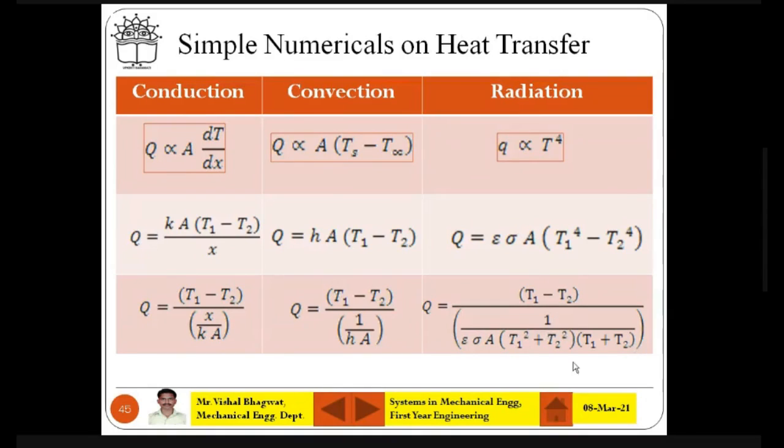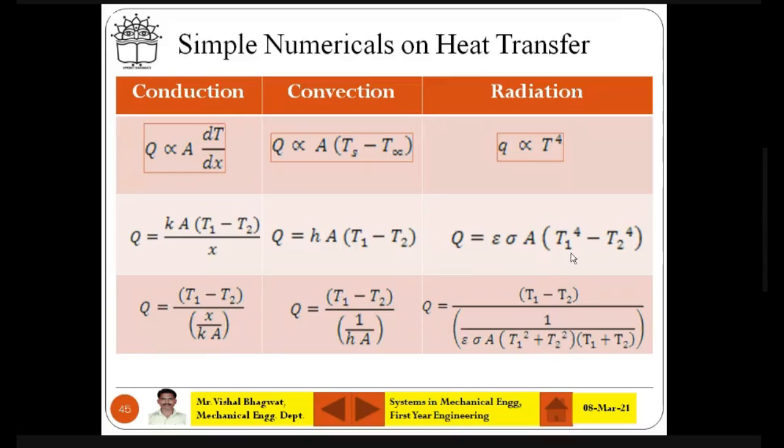So 1 upon that everything becomes the thermal resistance in radiation. It is not that difficult a formula. You have to expand this. T1 raised to 4 minus T2 raised to 4 is always expanded as T1 minus T2 into T1 plus T2 into T1 raised to 2 plus T2 raised to 2.